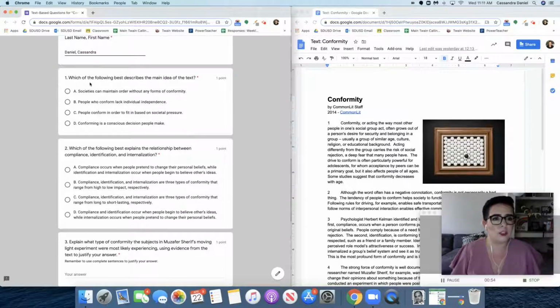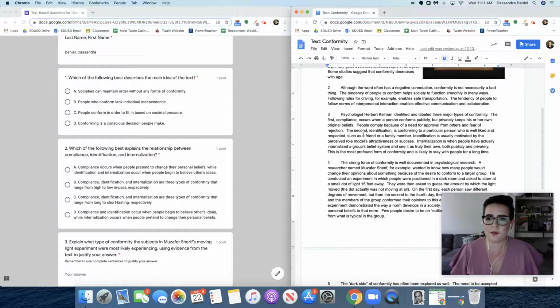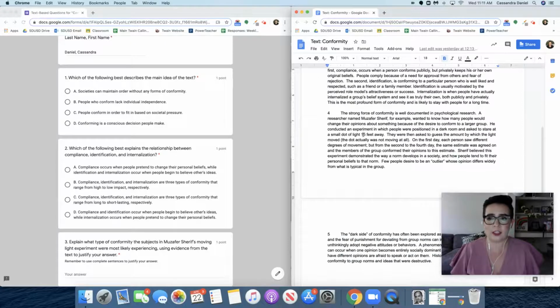So number 1, which of the following best describes the main idea of the text? Obviously, you're going to have read this text before, so I would encourage you to skim it again. We know it's about conformity. We know it's about the major different types of conformity, and we know it's kind of about how people change when they're in social situations with others.